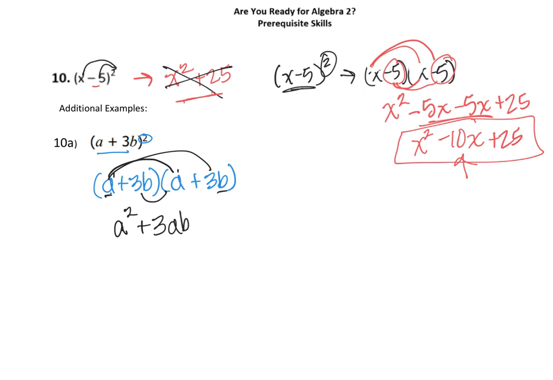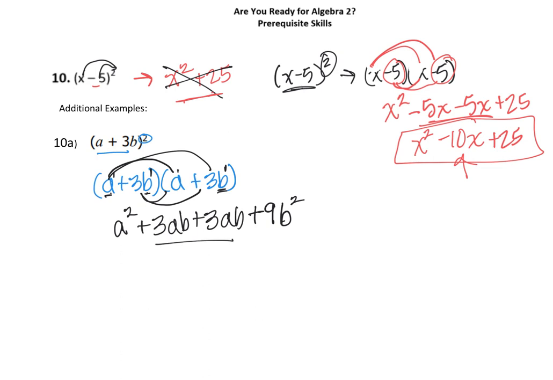3b times a. So again, 3 times 1 is 3. b times a, two different variables. I'm going to mush them together, but keep them in alphabetical order. I can rearrange them like that, and it means the same thing. And then last, 3b times 3b. 3 times 3 is positive 9. Now I do have a common variable, b times b. Keep that common base. I have one b here times another b here. We add those exponents. 1 plus 1 is 2.